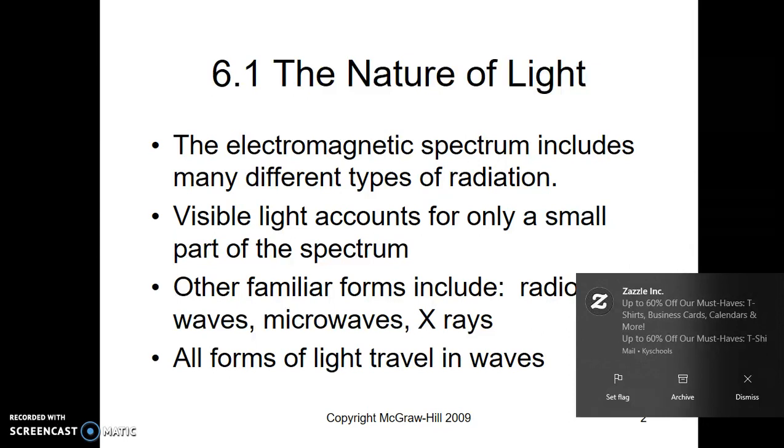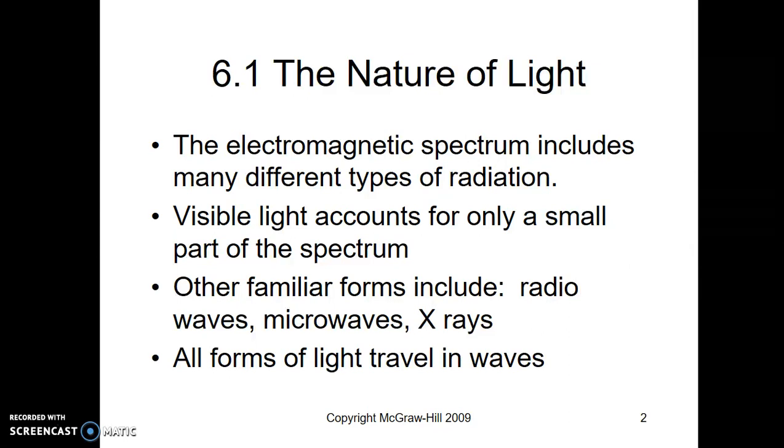The EM spectrum has many different types of radiation. You all saw this in Integrated Science 9, but this will be a quick refresher. So the EM spectrum has waves from radio waves, which are our longest types of waves, all the way up to gamma rays, which are the shortest but most intense types of waves. The visible light is only a small portion of that EM spectrum. The other types of waves we cannot see, whereas visible light we can see. All of those waves are similar in that they travel in waves.